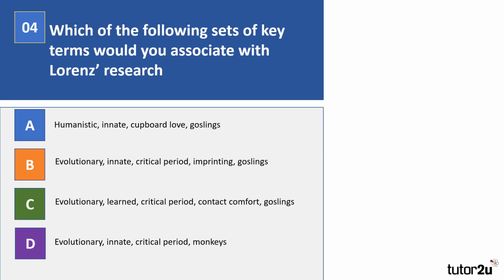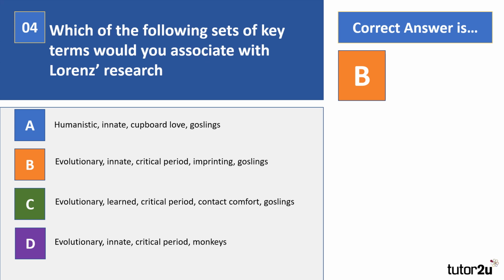Next question. Which of the following sets of key terms would you associate with Lorenz's research? All right, we've got A, humanistic, innate, cupboard love, goslings; B, evolutionary, innate, critical period, imprinting, goslings; C, evolutionary, learned, critical period, contact comfort, goslings; D, evolutionary, innate, critical period, monkeys. Pause the video.